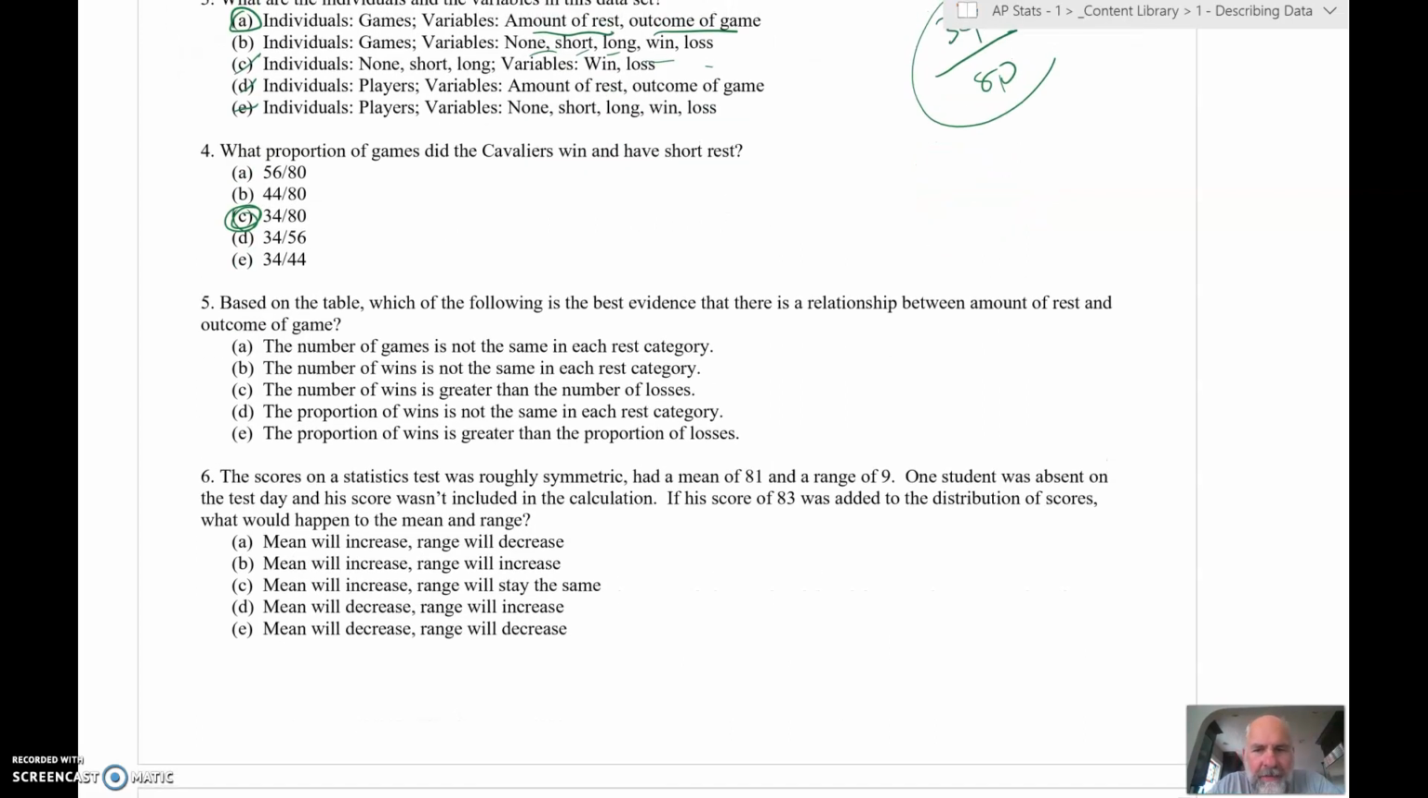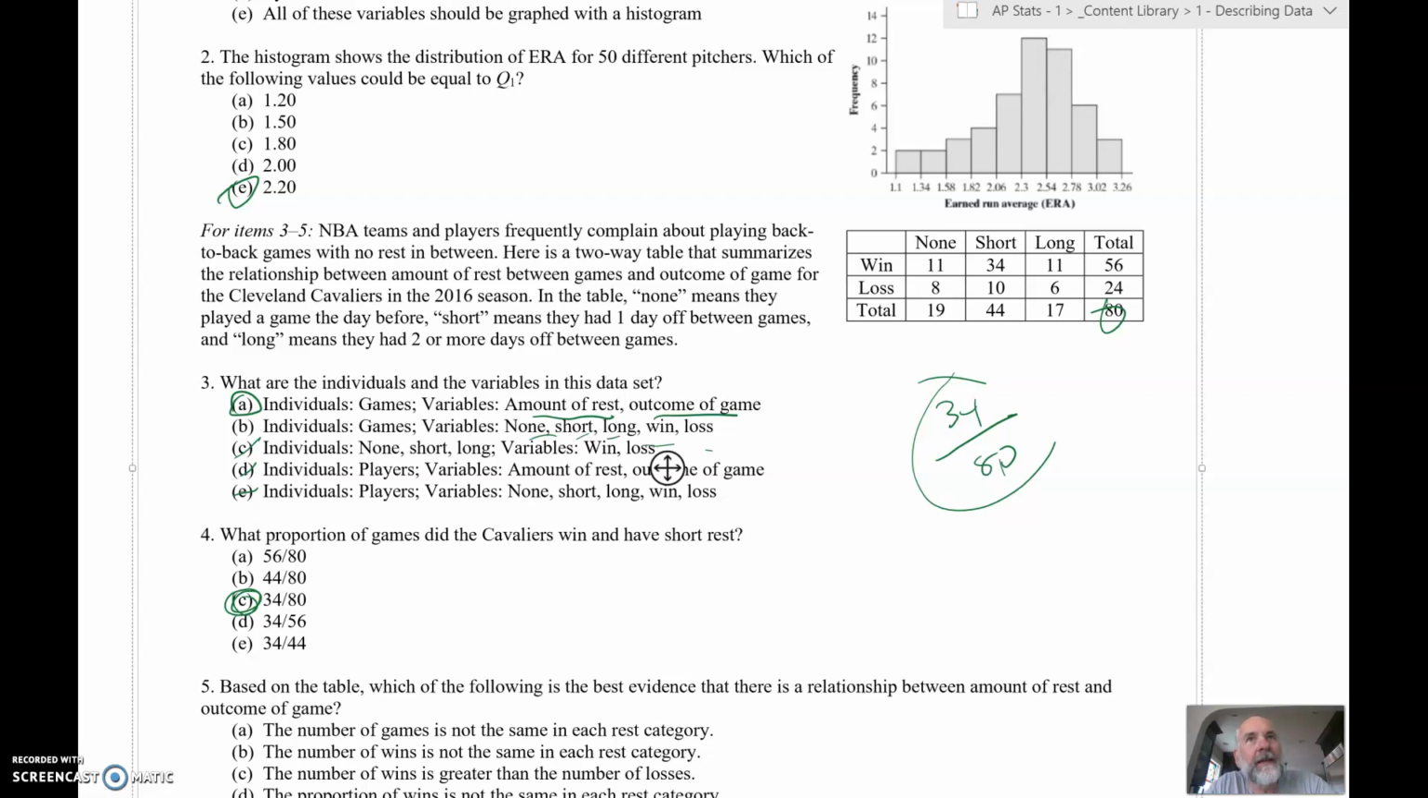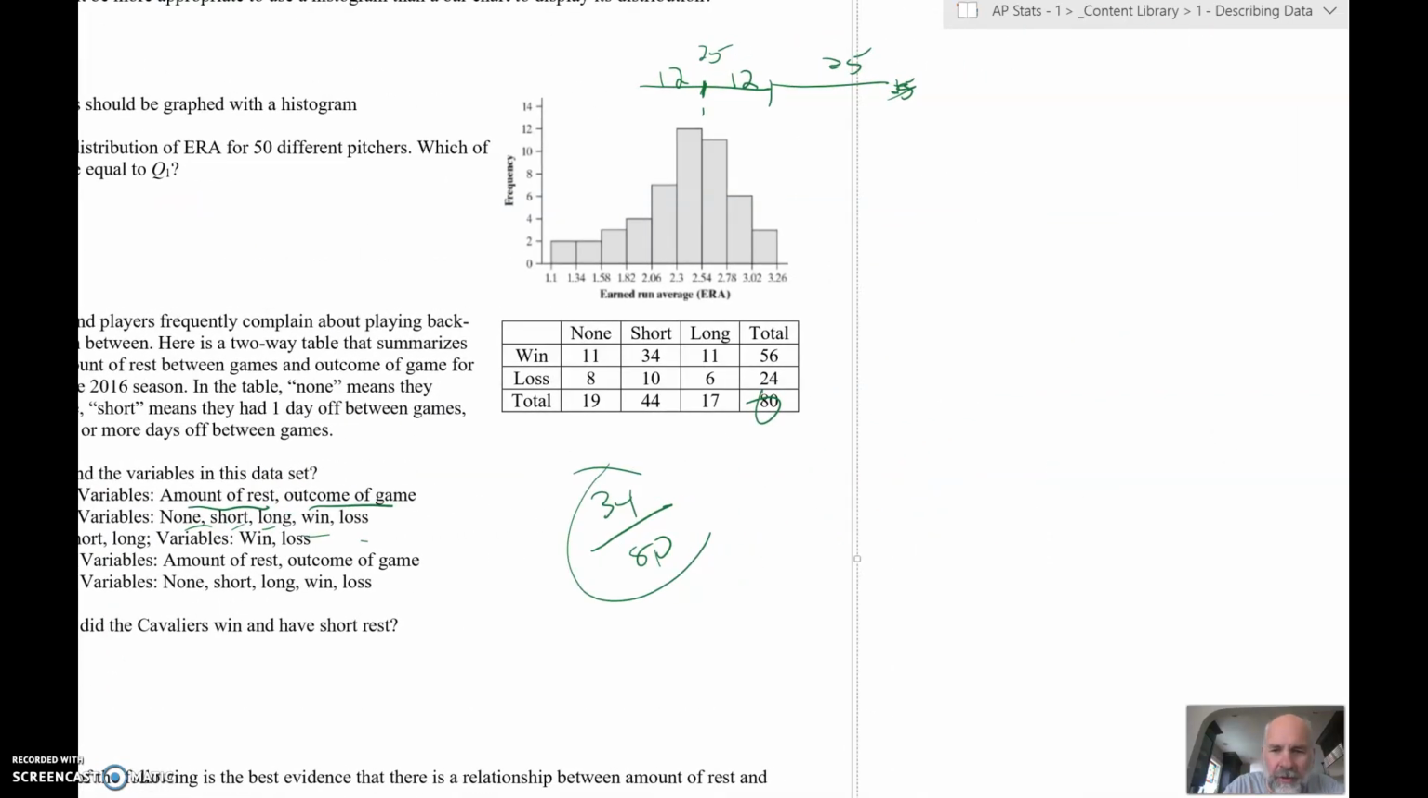So that's that. Based on the table, which of the following is the best evidence that there's a relationship between the amount of rest and the outcome of the game? So this is getting into the idea of association. Is there a relationship between these two variables? And the way we tell is if there's a difference between the win-loss rate depending on how much rest they have. So I can look at the percentages here, and I'm just going to write it to the side. And so for none, how often did they win? It was 11 out of 19. In the none value, 11 times they won out of 19. And so with none, it was 58% win to 42% loss.